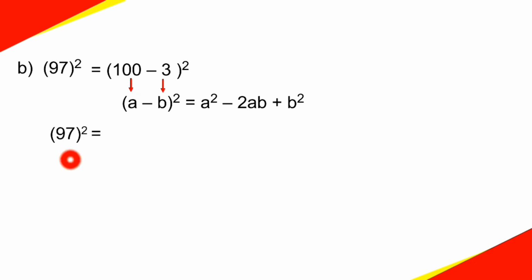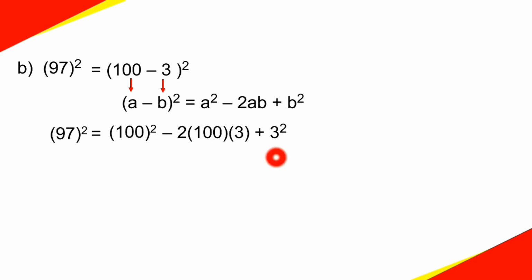Now substitute the a value and b value in the form. Right, 97 whole square is equal to 100 square minus 2 into 100 into 3 plus 3 square. Now can you simplify it? 100 square in the sense, right, very good, 10,000, minus 2 into 100 into 3 can be written as 2 3s are 6, 6 into 100 can be written as 600, plus 3 square in the sense 3 3s are 9. Now can you add? Students, can you simplify this without using a calculator?